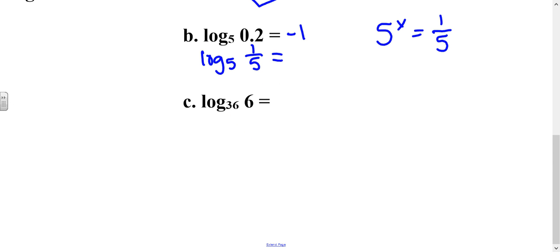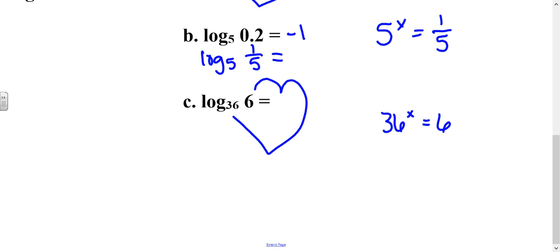Log base 36 of 6. So our base is 36. Our answer is 6, and I have to figure out the power. Okay, so it's like 36 to what power equals 6. Well, this is complicated because my number actually got smaller, and it didn't turn into a fraction, so it's not going to be a negative exponent. But how can I get 36 to turn into 6 using an exponent?